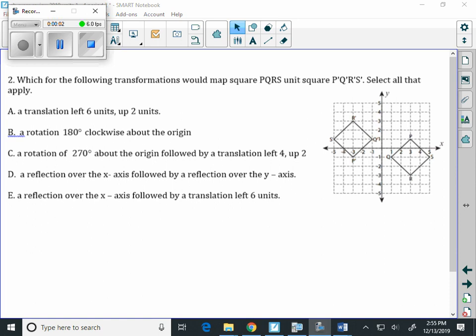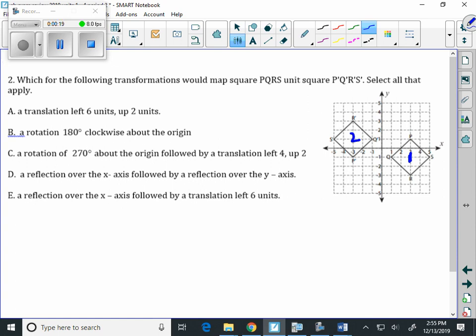origin. Which of the following transformations would map PQRS, so we're looking at this particular quadrilateral, over here to this quadrilateral, P prime, Q prime, R prime, S prime. Select all that apply. I'm going to erase those marks, and I recommend that you have a good eraser as you work on this problem. But I'm going to start with letter P here.